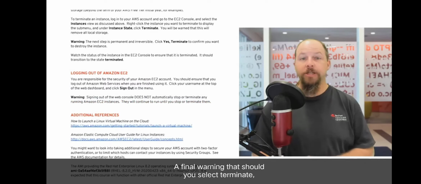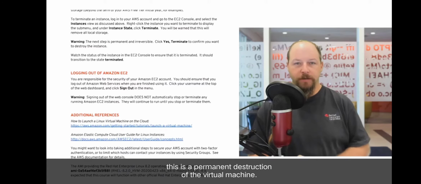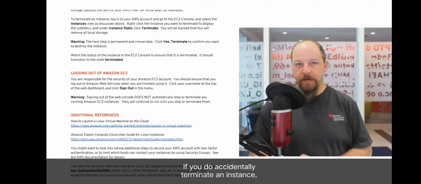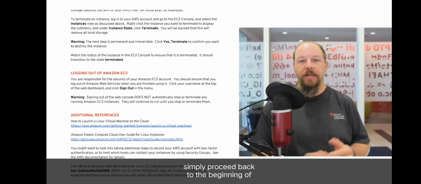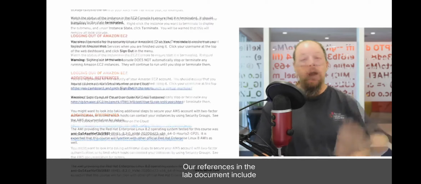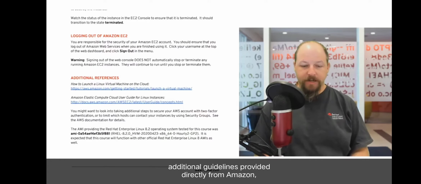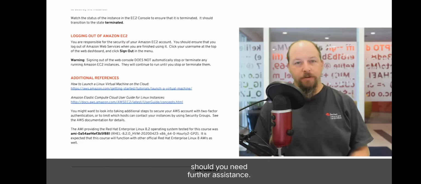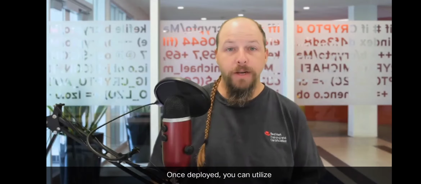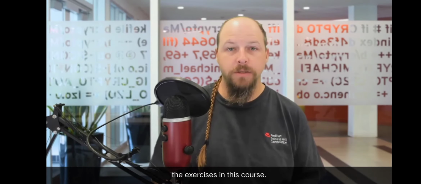A final warning that should you select terminate, this is a permanent destruction of the virtual machine. If you do accidentally terminate an instance, simply proceed back to the beginning of instance creation and generate a new virtual machine. Our references in the lab document include additional guidelines provided directly from Amazon should you need further assistance. Once deployed, you can utilize the Amazon instance to work through the exercises in this course.